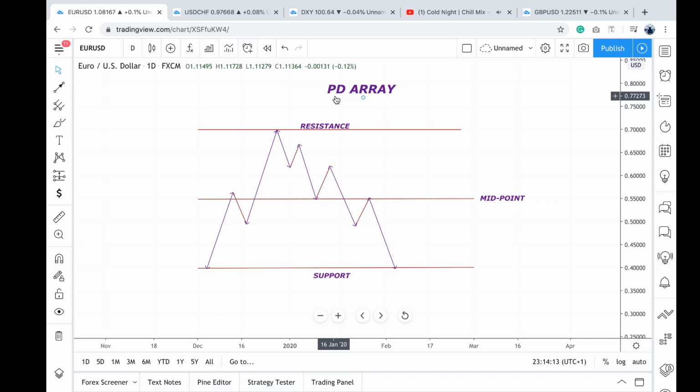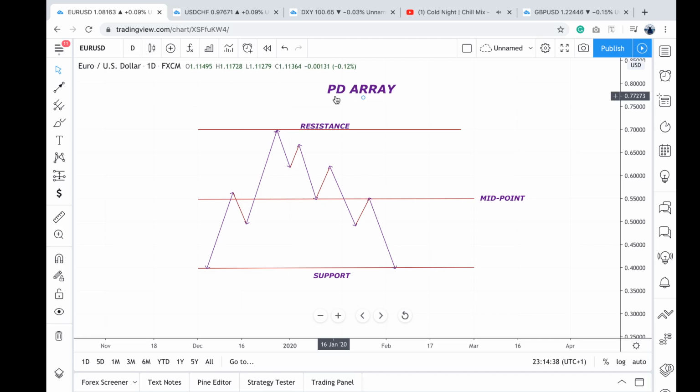So let's ask ourselves this question: what is support and what is resistance? And is there really a support or resistance in the marketplace? These are the questions we need to ask ourselves, and these also are the questions we need to answer. We're going to answer this in the next couple of minutes. So, without much else to say, let's get into today's session: PD arrays.